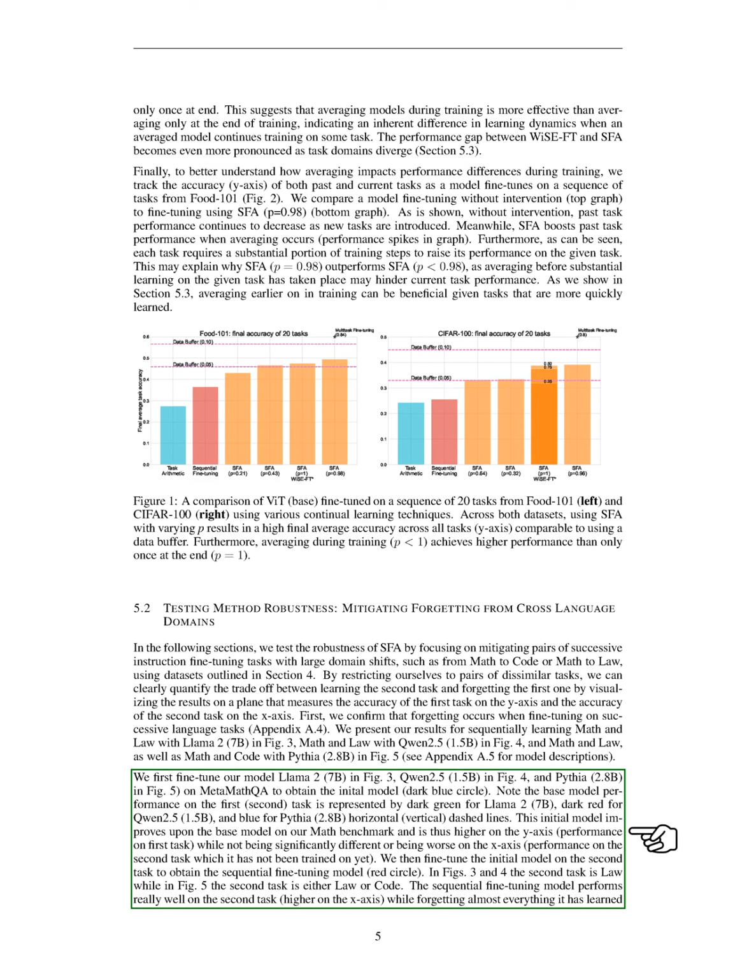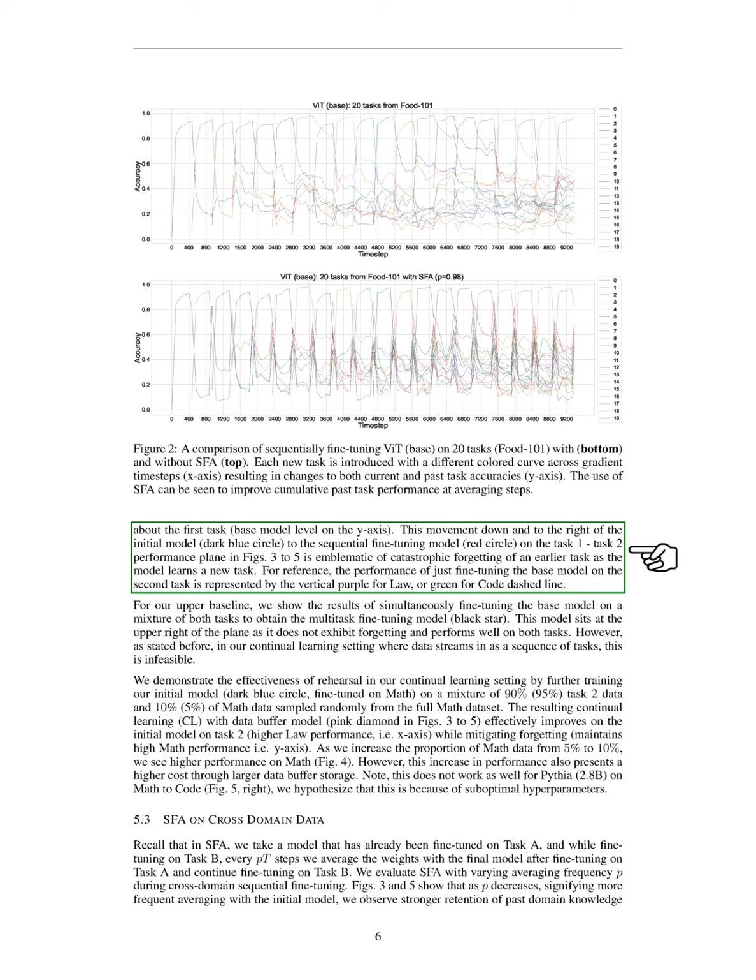Initially, we fine-tune our models on a math dataset to establish a baseline performance. This initial model shows improved performance on math but does not significantly change for the second task, which it hasn't been trained on yet. Next, we fine-tune the initial model on the second task, which is law for Llama 2 and Qwen 2.5, and either law or code for Pythia. The results show that while the model performs well on the second task, it forgets much of what it learned about the first task. This shift in performance on our graph indicates significant forgetting as the model learns the new task.